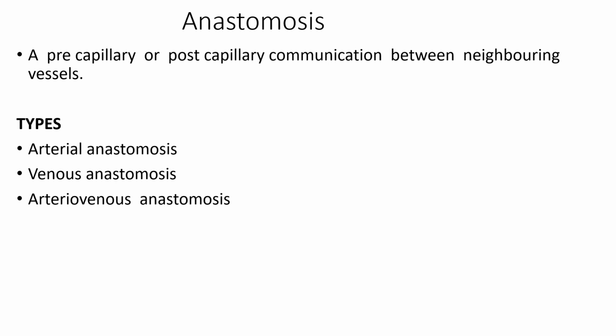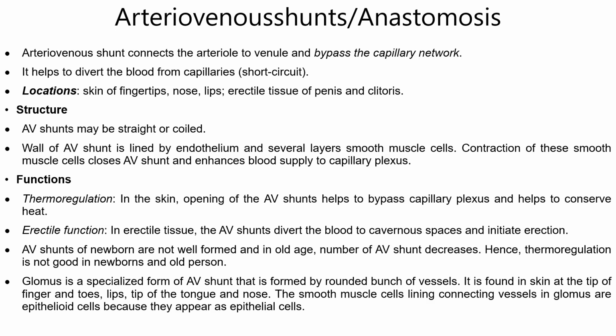And potential anastomosis means the blood flows in one direction only from the cut end of the vessels, and potential anastomosis is seen between the right and left coronary arteries. When the arterioles communicate with venules bypassing the capillary network, it is known as arteriovenous shunt, and it diverts the blood from capillaries. And arteriovenous shunts are normally located in the skin of fingertips, at the tip of the nose, lips, erectile tissue of penis and clitoris.